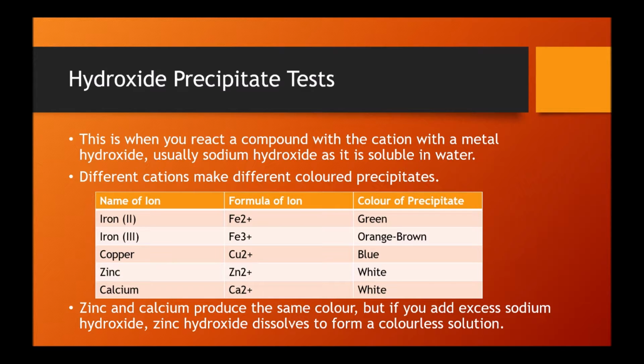And then zinc and calcium produce the same coloured precipitate, but if you add more sodium hydroxide, the zinc hydroxide dissolves in it to form a colourless solution. So that's one way you can tell them apart.